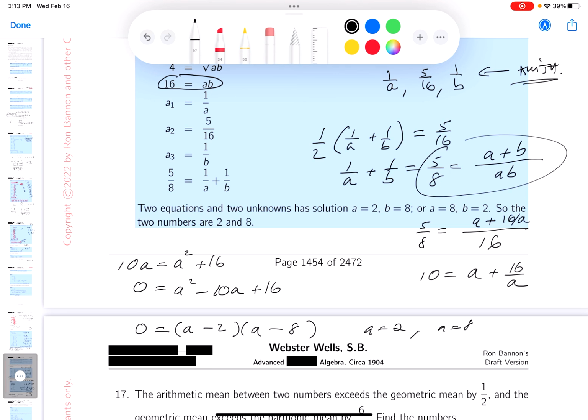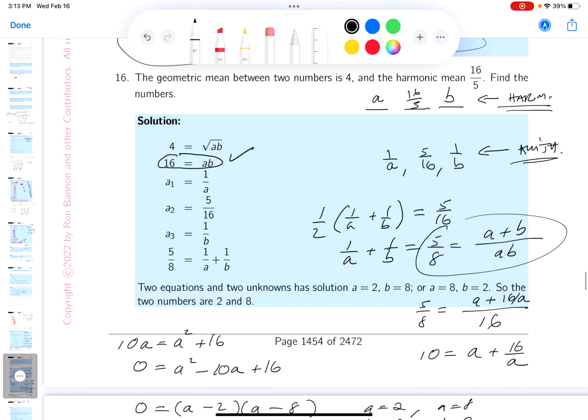Now someone says, how are you going to get the B? Well, it's fairly simple. If A is 2, I got that up here, B would have to be 8. If A is 8, B would have to be 2. All right? So now we know the A and the B. So what are the two numbers? The two numbers are 8 and 2. That's what they asked for. That's what we're giving them. 8 and 2 are the two numbers, all right?